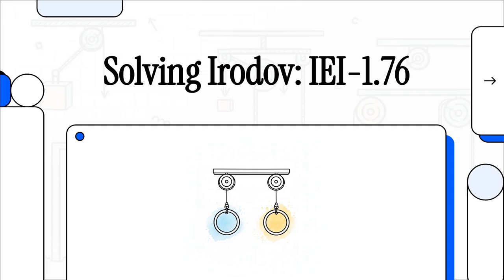Welcome back. Today, we're jumping into a real classic from Irodov's legendary problem book, number 1.76. Now, this one looks pretty innocent at first, just a couple of masses and a pulley. But trust me, it has a clever twist that trips up a lot of students. So we're going to take it apart piece by piece and really see what's going on under the hood.